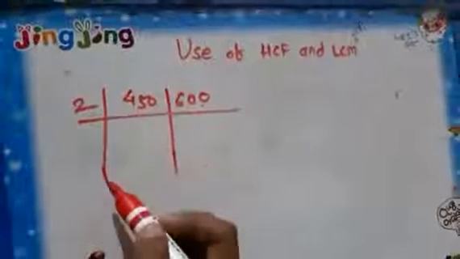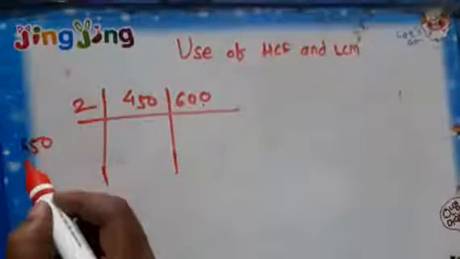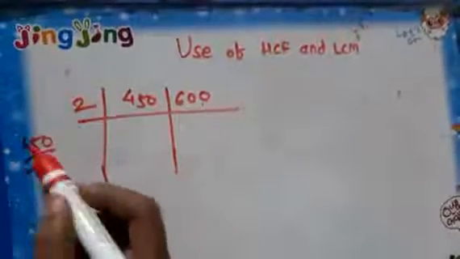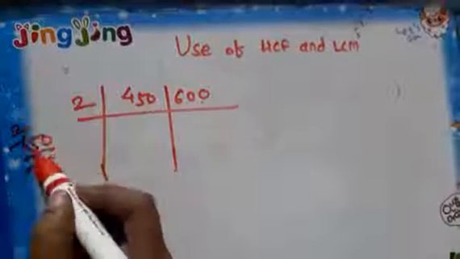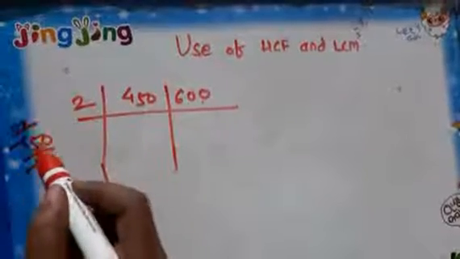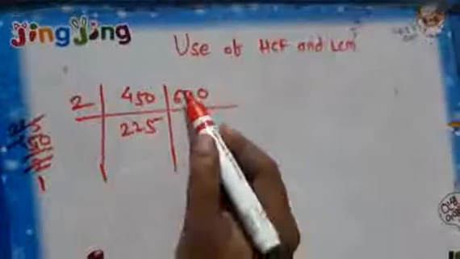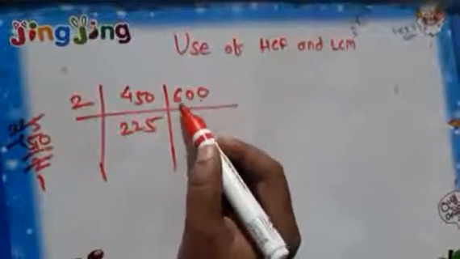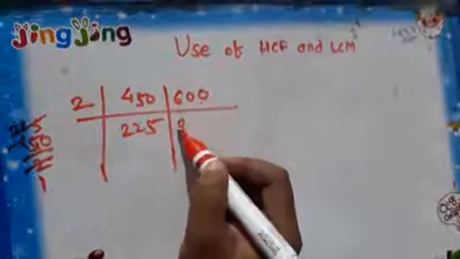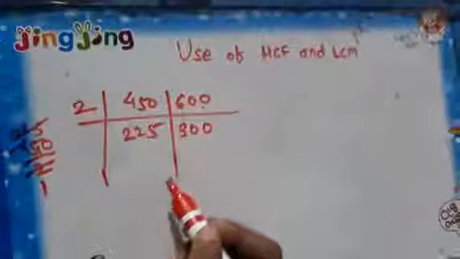Below this, what should be written? 450 divided by 2: 2 ones are 2, 2 2s are 4, 2 2s are 4, 1 will remain, 5, 2 2s 225. Next is 600: simply 2 3s are 6 and zeros as it is.